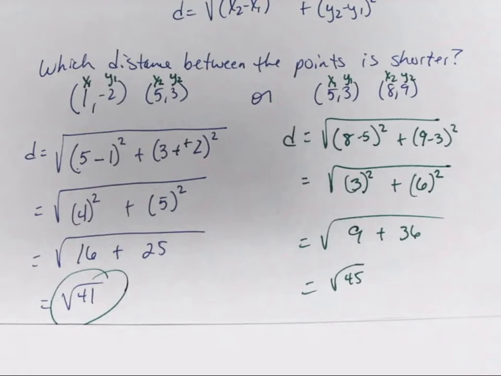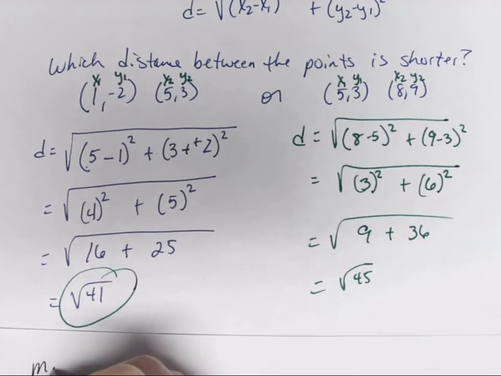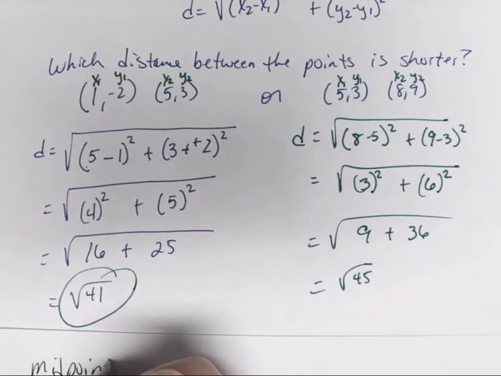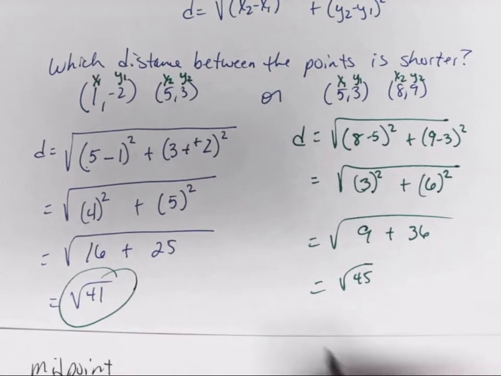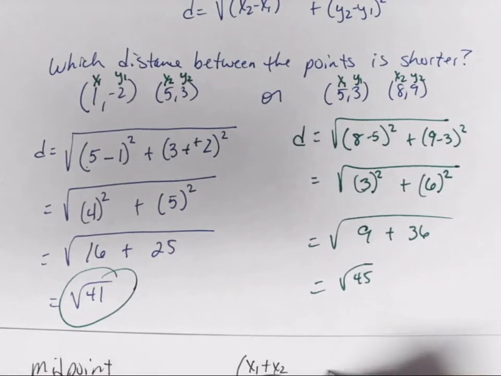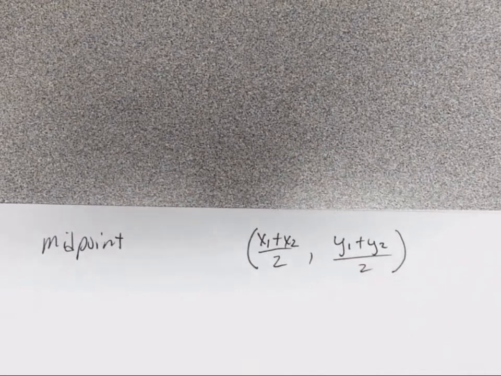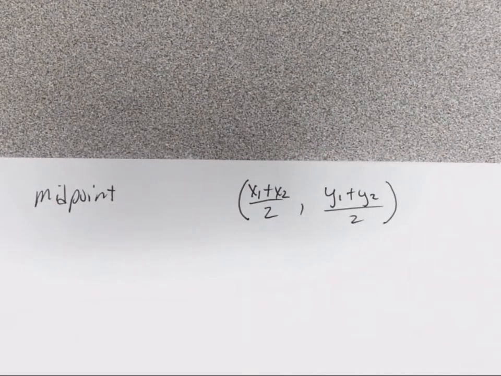All right, our next example is the midpoint formula, and that's where we find the point between 2 points. That formula is (x sub 1 plus x sub 2) over 2, comma (y sub 1 plus y sub 2) over 2. So you're going to add your x's and divide by 2, and then add your y's and divide by 2.